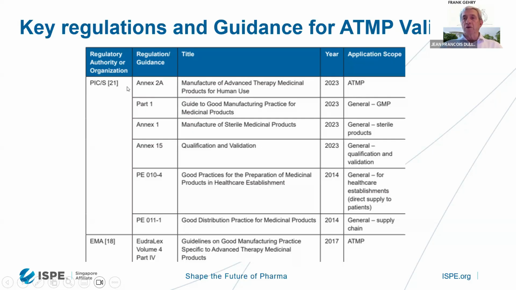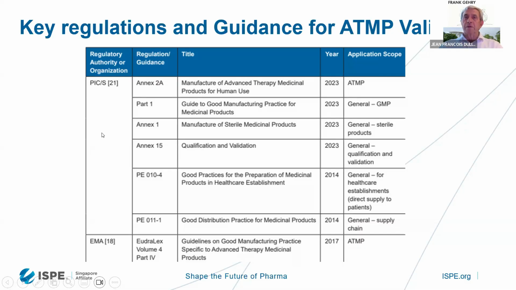What is interesting here is the PICS document, which is the Annex 2A, which has been developed and published in 2023, and which is a GMP document on how to manufacture advanced therapy medicine product. And for the ATMPs in the PICS, in US and everywhere in the world, the Annex 1 for aseptic processes as well is connected to these advanced therapy medicine product.